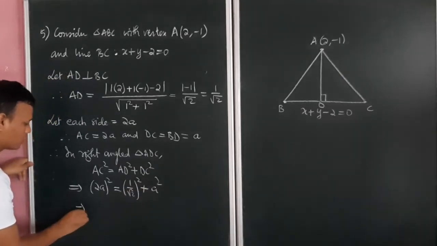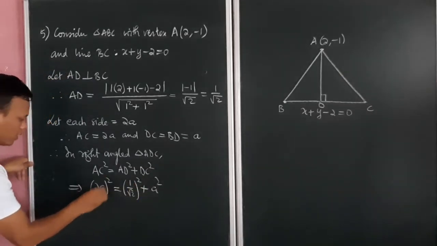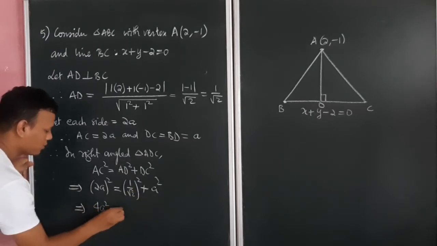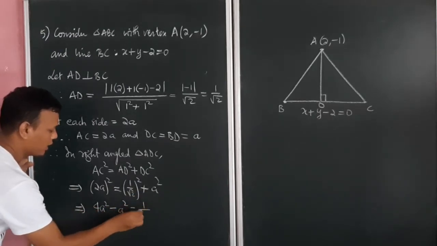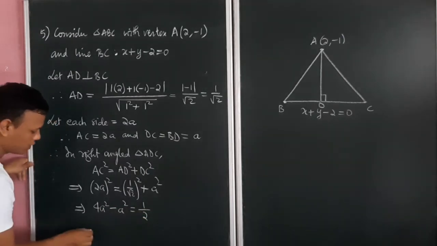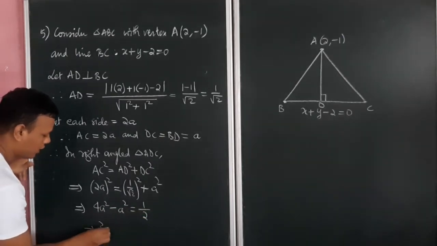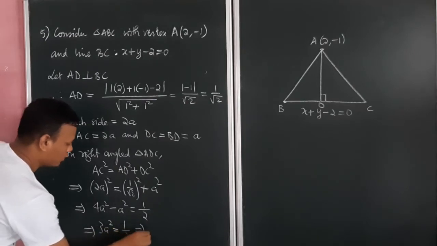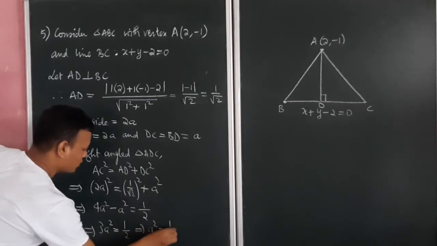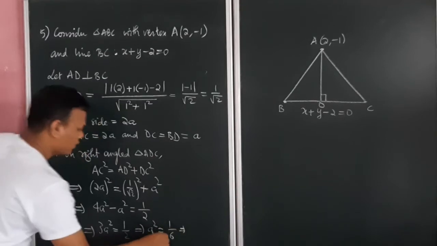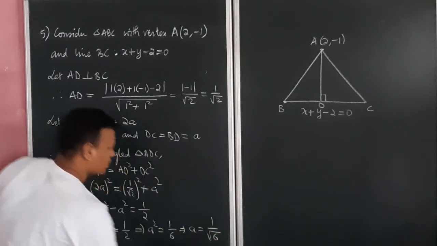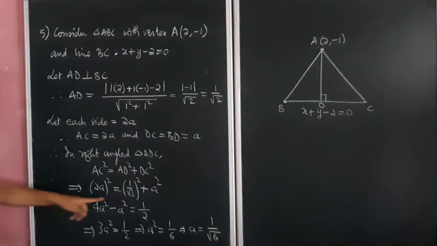So let us find what is the value of A from here. So we have this is 4A square. This A square comes here because minus A square. So this is 1 by 2, right? So from here we get that 3A square is equal to 1 by 2. So from here A square turns out to be how much? 1 by 6. So that's why from here A turns out to be 1 by square root of 6. Okay, so we got the value of A.